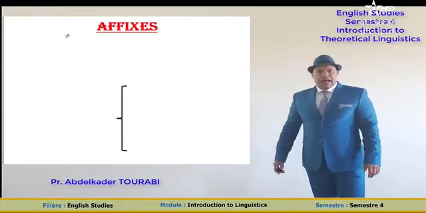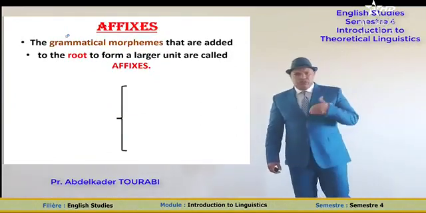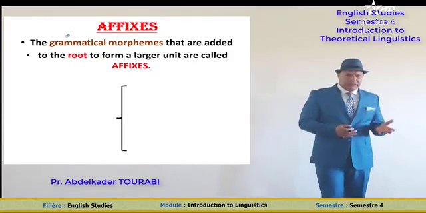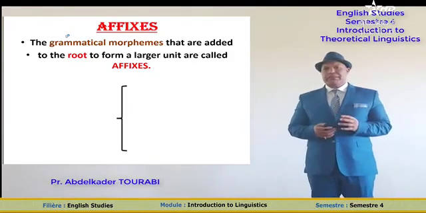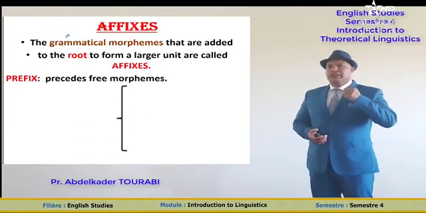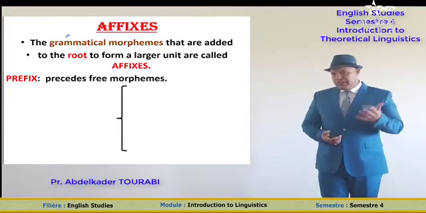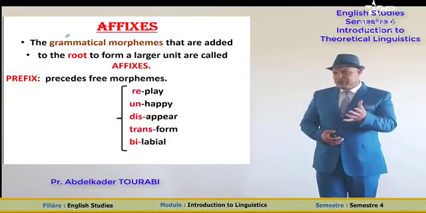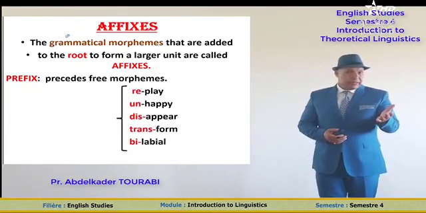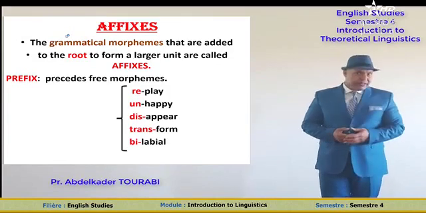Affixes. The grammatical morphemes that are added to the root to form larger units are called affixes. Those affixes can be prefixes, meaning the morphemes that precede the root morphemes. We have an example here. We have the verb, the word play. We can add the prefix re to give replay.